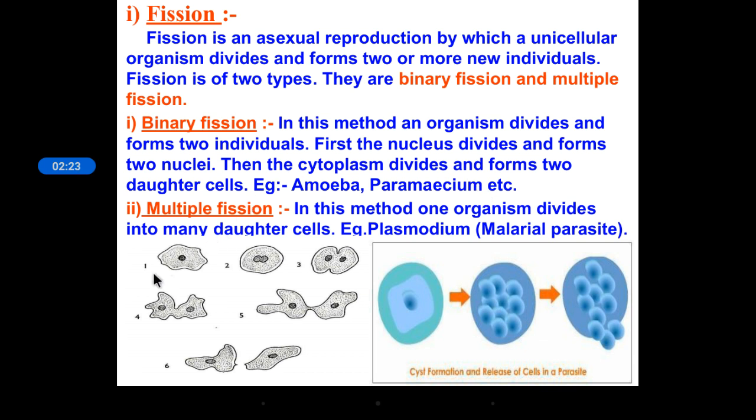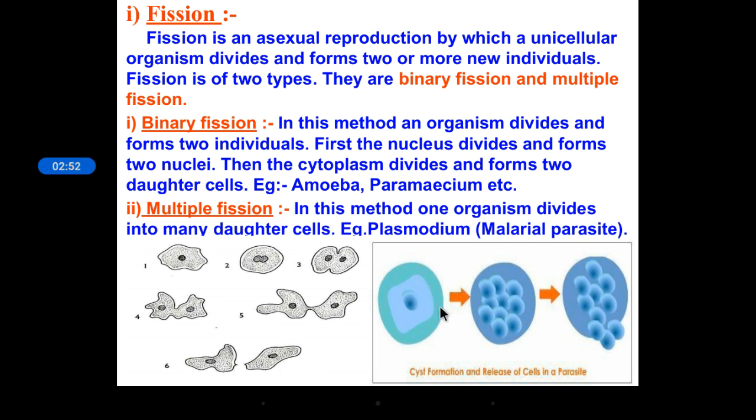Here you can see the diagram of an amoeba, a unicellular organism. First you can see the nucleus divides, right? And it forms two nuclei, 1, 2. Then the cytoplasm gets divided. And you can see at last it forms two daughter cells. That means a single organism divides to form two daughter cells. Binary means two. And what is multiple fission?